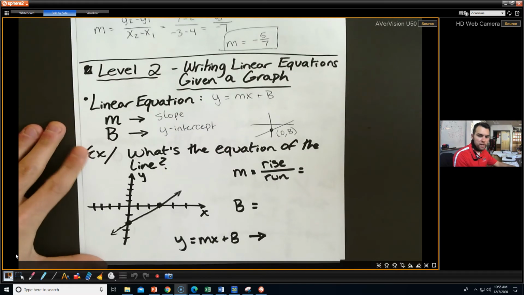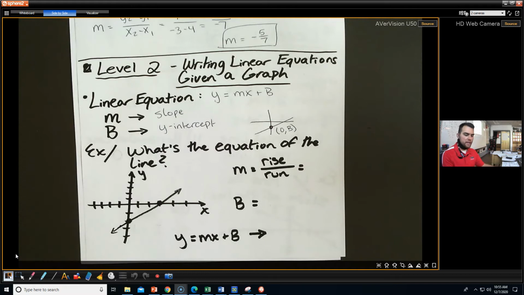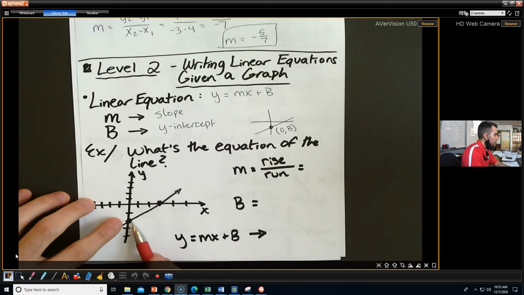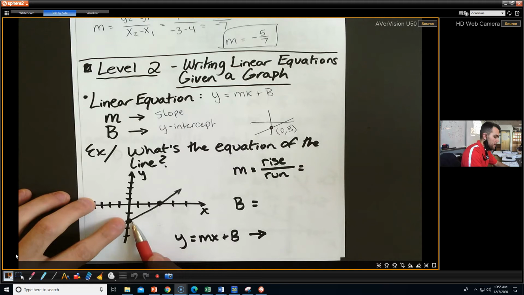For an example, what is the equation of this line? We need our y equals mx plus b, so we need the m and we need the b. Let's start with the m. What would my rise over run be if I start at this bottom point? 2 over 3, absolutely.